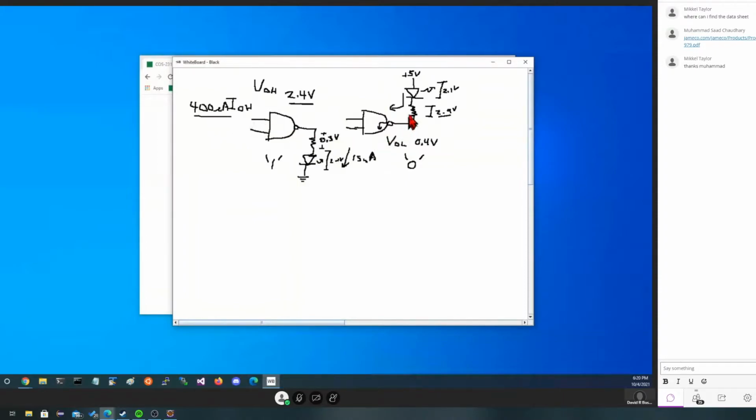How about this guy here? How much current is he going to allow coming in? What is IOL? Samir? Is it 16 milliamps? 16 milliamps. Okay, is this high enough? Robert? Yes. Well, it's above our 15 milliamps. It's below our 25.